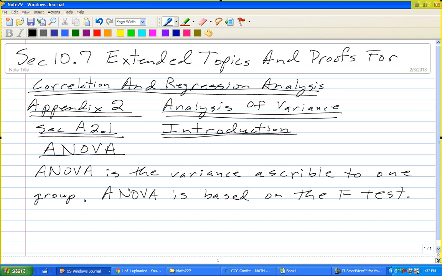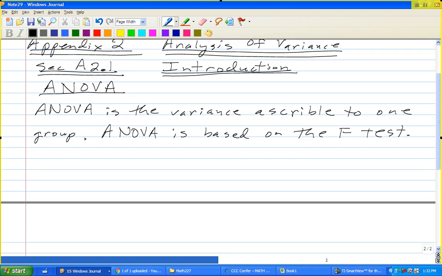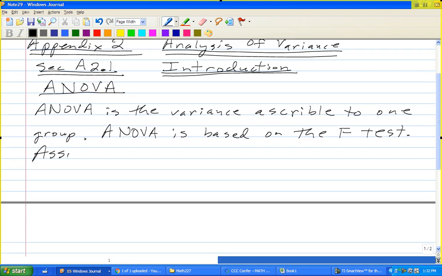Okay, so the assumptions are that the observations are independent.